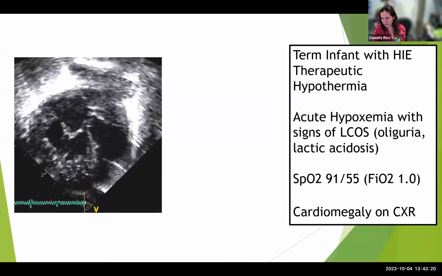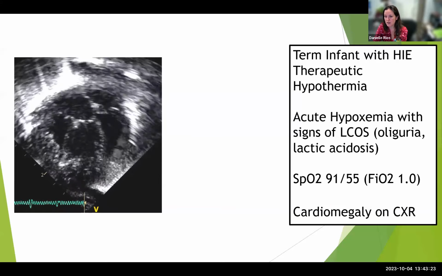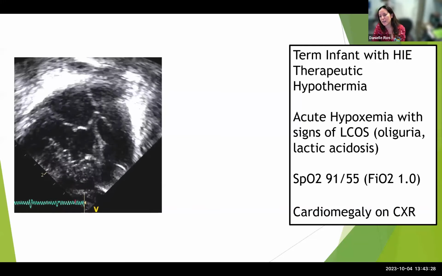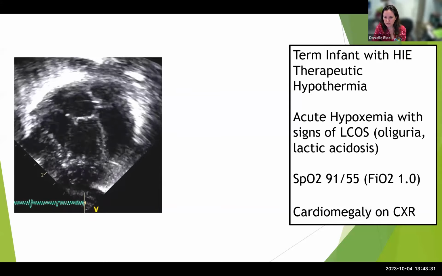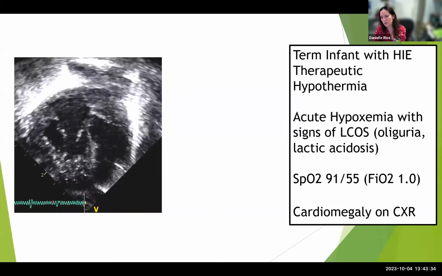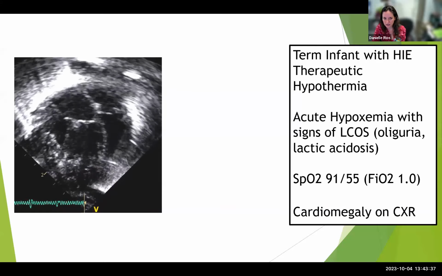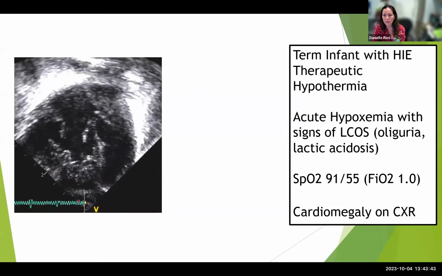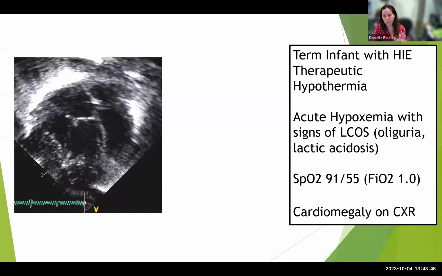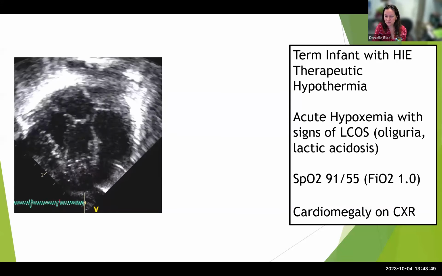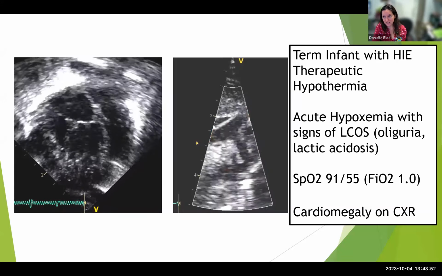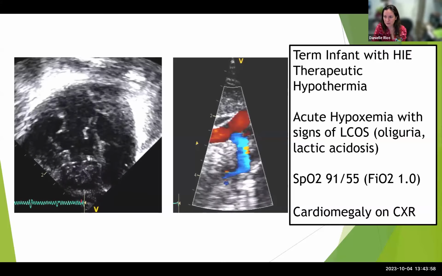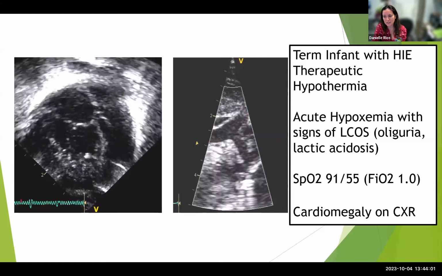So now you have a term infant with HIE who is undergoing therapeutic hypothermia, has signs of low cardiac output state, preductal sats 91, postductal 55, is requiring 100% FiO2 and has cardiomegaly on X-ray. So if you take a look at this, does this look like one of our acute pulmonary hypertension figures when we go back to the adaptation? So I'm going to say yes, but then you look at this next image, and that does not look normal. So this is supposed to be looking at the arch, and you can tell that there's an issue there.